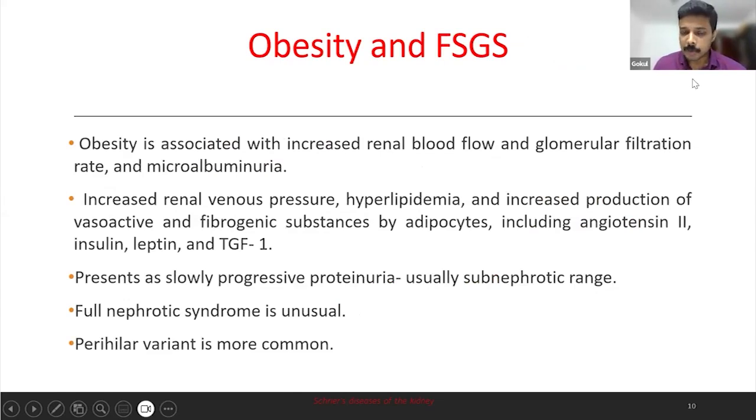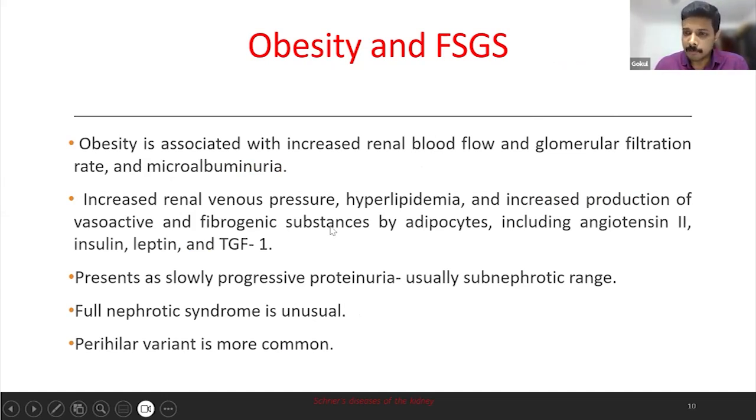And this is another causative factor for FSGS, obesity-associated FSGS. We know obesity is associated with increased renal blood flow, glomerular filtration rate, and microalbuminuria. And many causative factors are implicated. It can be due to increased renal venous pressure, hyperlipidemia, and increased production of vasoactive and fibrogenic substances from the adipocytes, including substances like insulin, leptin, and TGF-beta 1.